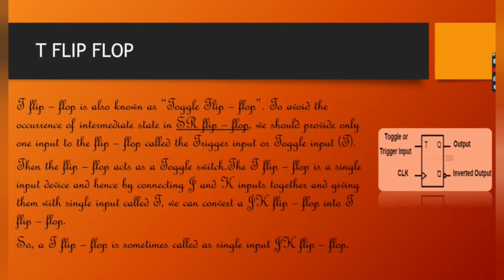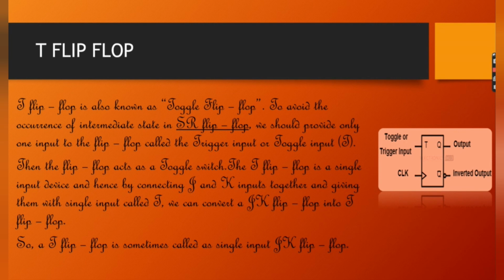T flip-flop. T flip-flop is also known as toggle flip-flop. To avoid the occurrence of indeterminate state in SR flip-flop, we should provide only one input to the flip-flop, called the trigger input or toggle input. Then the flip-flop acts as a toggle switch.